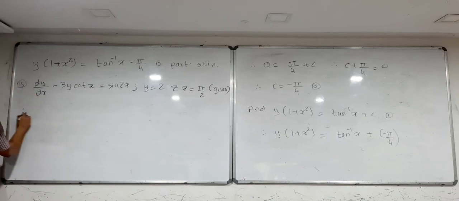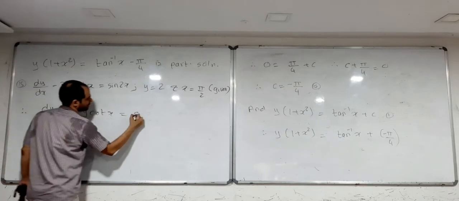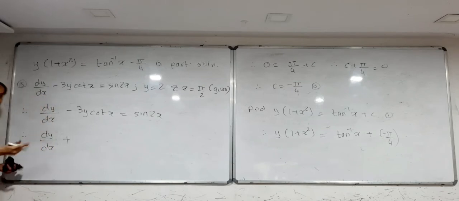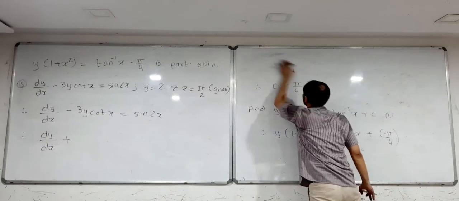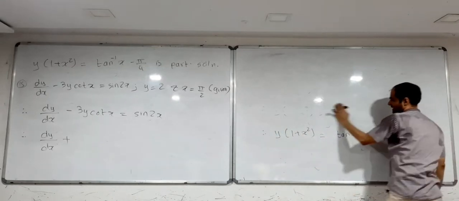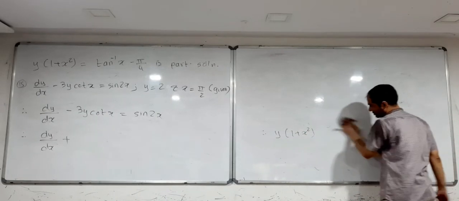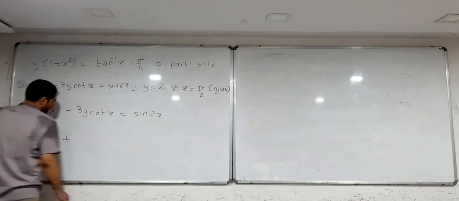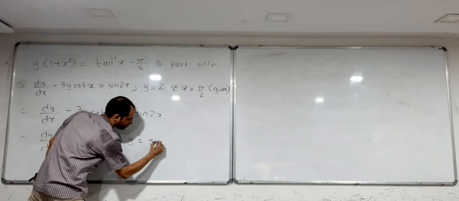Therefore dy by dx minus 3y cot x is equal to sin of 2x. So this is a linear differential equation of the first type, dy by dx plus p of x into y is equal to q of x. This differential equation is of that form. So how do we write it? dy by dx plus minus 3 into cot x into y is equal to sin 2x.